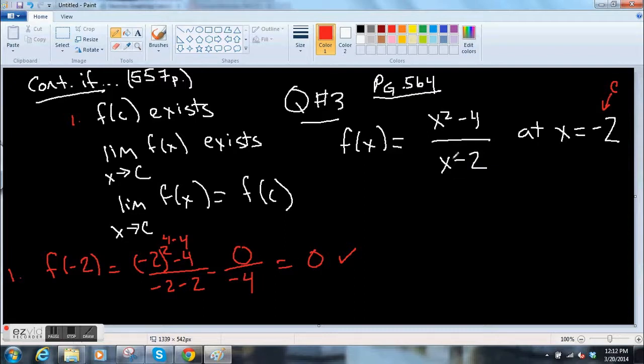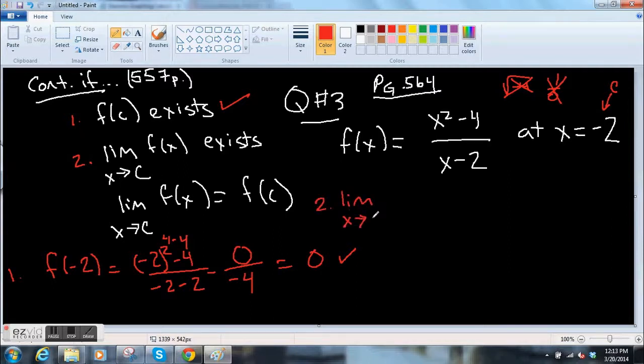A situation where it wouldn't exist is if you had a square root of negative 4 or something like that, or 1 over 0. That would be bad. But this is okay: 0 over 4, that's 0. That's good. So check.